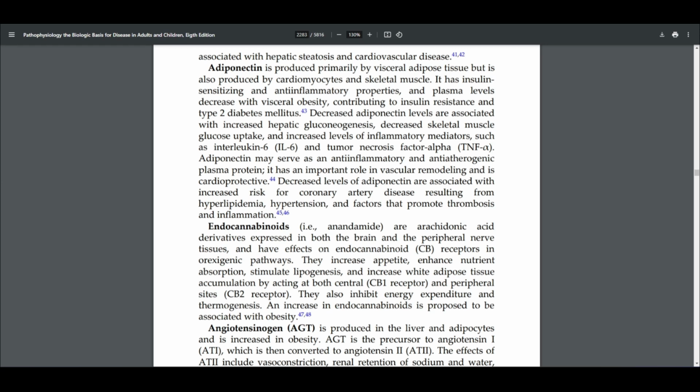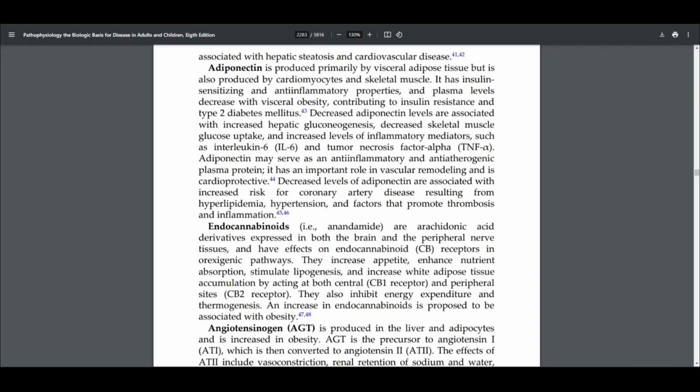Adiponectin is produced primarily by the visceral adipose tissue, but is also produced by cardiomyocytes and skeletal muscle. It has insulin sensitizing and anti-inflammatory properties, and plasma levels decrease with visceral obesity, contributing to insulin resistance and type 2 diabetes. Decreased adiponectin levels are associated with increased hepatic gluconeogenesis, decreased skeletal muscle glucose uptake, and increased levels of inflammatory mediators such as interleukin 6 and tumor necrosis factor alpha.